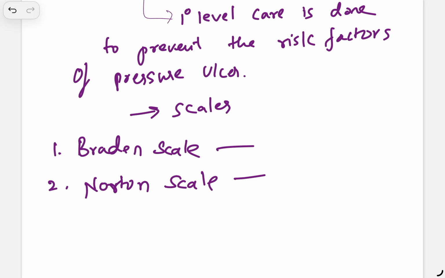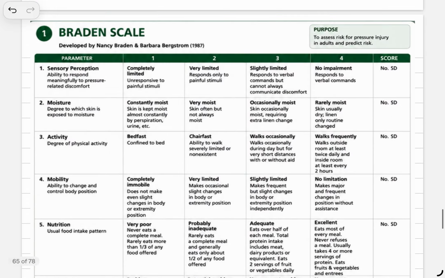A score of less than or equal to 16 is said to be the highest risk. We are just assessing the risk. With the help of the scale, you will measure whether the patient is at risk of getting a pressure ulcer or not. Are you understanding? Yes. Now, one by one I will tell you the Braden scale and the rest.